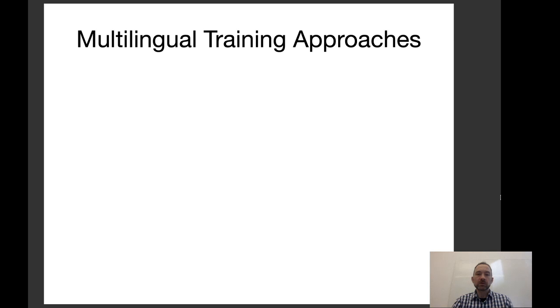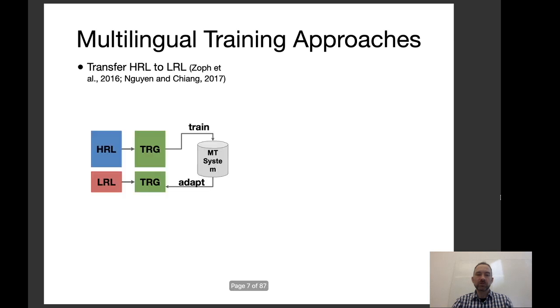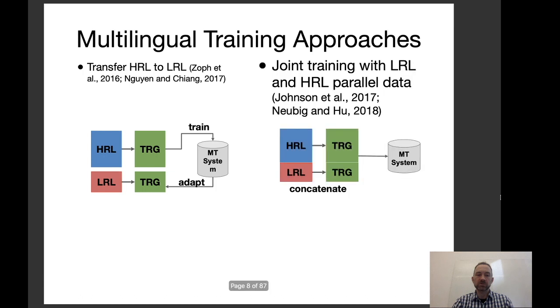We've talked a little bit about multilingual training approaches. In multilingual training approaches, we can basically train a model on a high resource language, and adapt it to translating the low resource language. And we can also do joint training with low resource language and high resource language parallel data by concatenating them together to get an MT system.